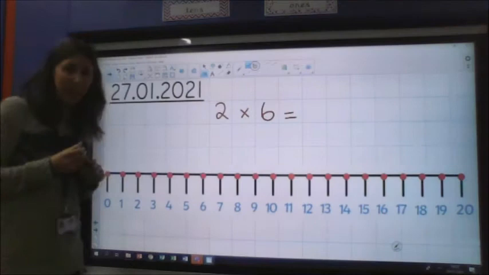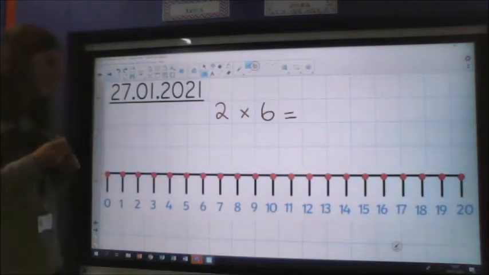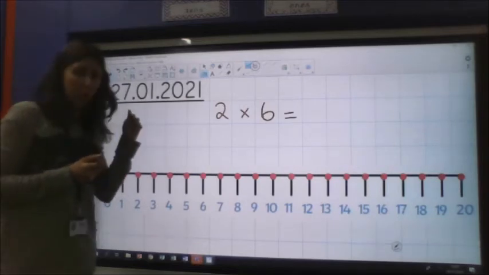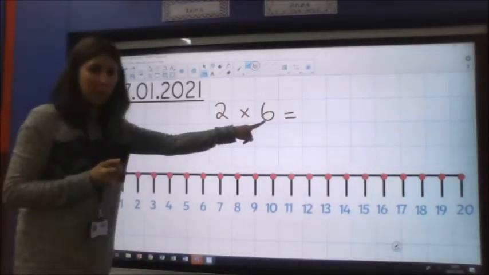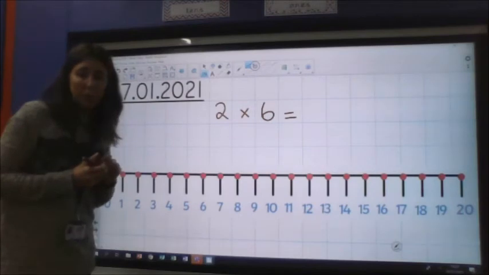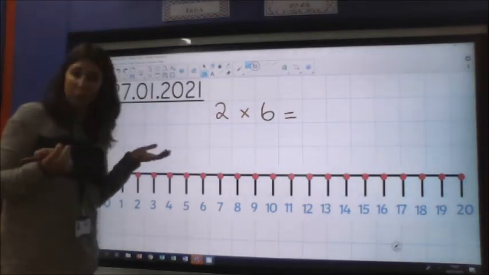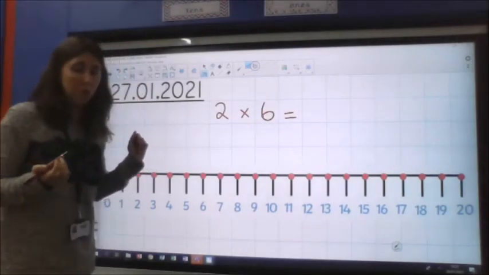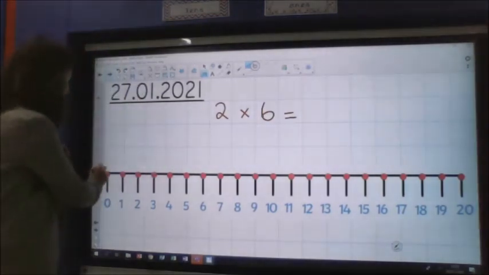2 times 6 equals. We're going to think about how to do that on a number line. Do you think you would do jumps of 6, or jumps of 2? You could do either, couldn't you? Because remember, you could switch them around. So you could do jumps of 6.